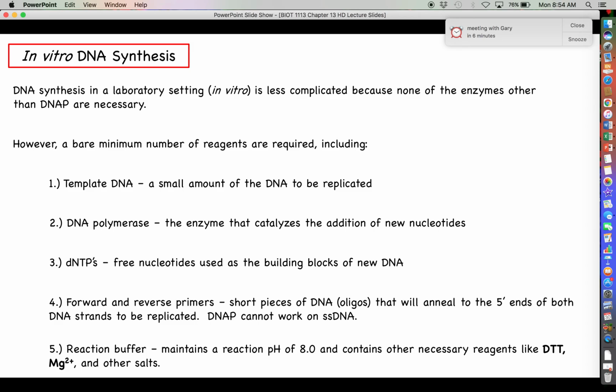Finally, because this is all happening in a test tube, we will need some type of reaction buffer that is buffered to maintain a pH of about 8.0, which is what DNA polymerase seems to like. We also need other necessary reagents and cofactors like dithiothreitol, which helps to keep a reducing environment that DNA polymerase likes, magnesium, which helps the DNA polymerase to work on the incoming nucleotides, and various other salts. If you look at this list of reagents required for in vitro synthesis, it looks a lot better than what we were looking at before. We don't need much else other than this.